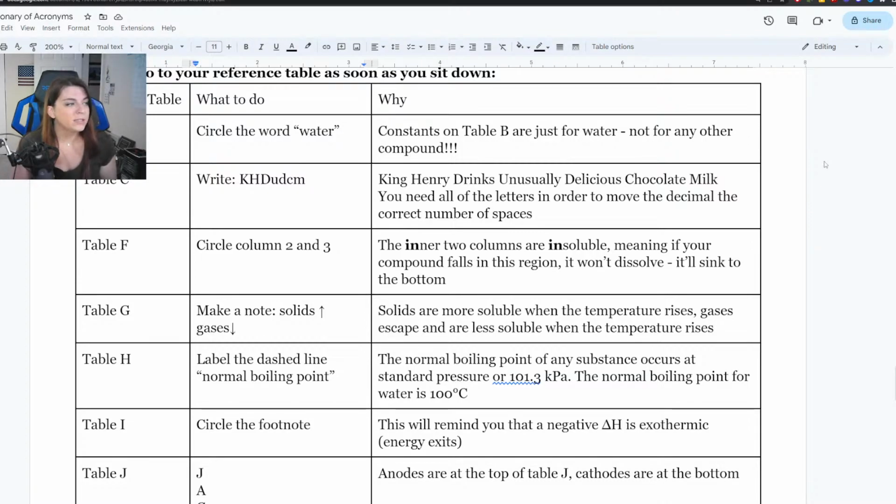What does IUPAC stand for? That's the International Union of Pure and Applied Chemistry. It just means give the molecule its official name. They're the group of nerds that decided how we were going to name everything. So when it says give the IUPAC name for CO2, that means you have to name it carbon dioxide. Just follow the rules.